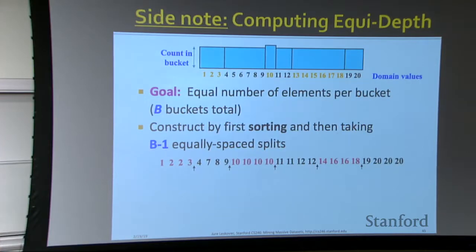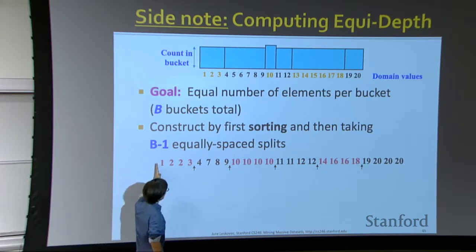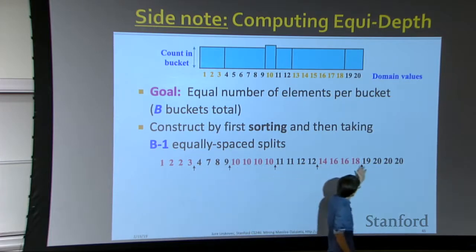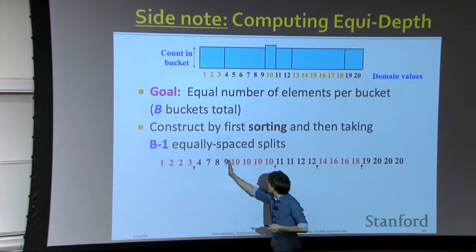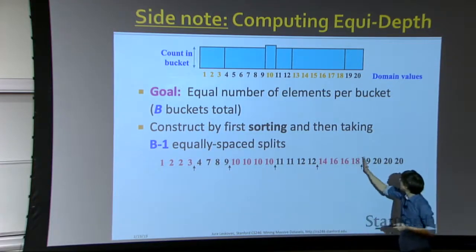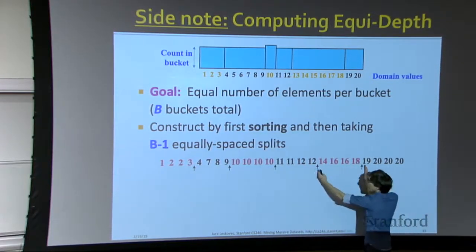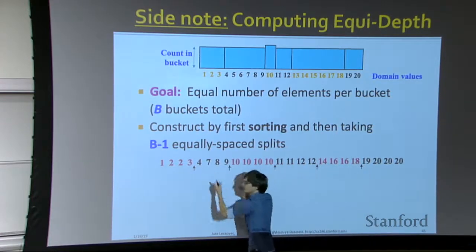And here is the idea. I want to have an equal number of elements per bucket. The way I could do this is by sorting, and creating equally spaced splits. I would simply take all the values of the attribute, sort them, and then consider splitting at every fifth value. This means that in every split, about the same amount of data would be captured.